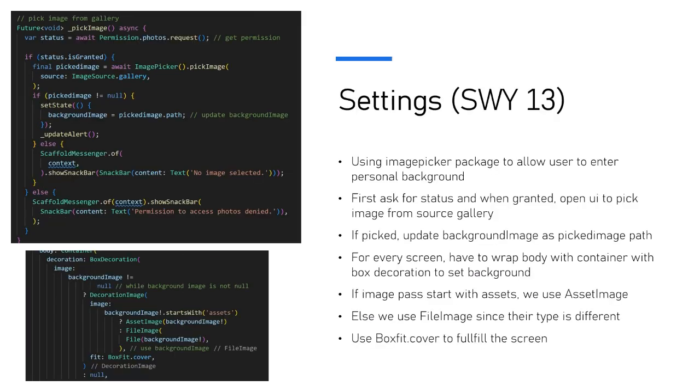The image_picker package is used to allow the user to upload a personal background. It will ask for permission first, and if permission is granted, it will display a UI for the user to choose an image. It will save the path of the picked image as the background image, and for every screen, the body will be wrapped by a container with a box decoration that sets the background image. So it's going to check if the background image starts with assets or not. If it starts with assets, it's going to use AssetImage. Else it's going to use FileImage. It is because image_picker uses a different type than the assets.